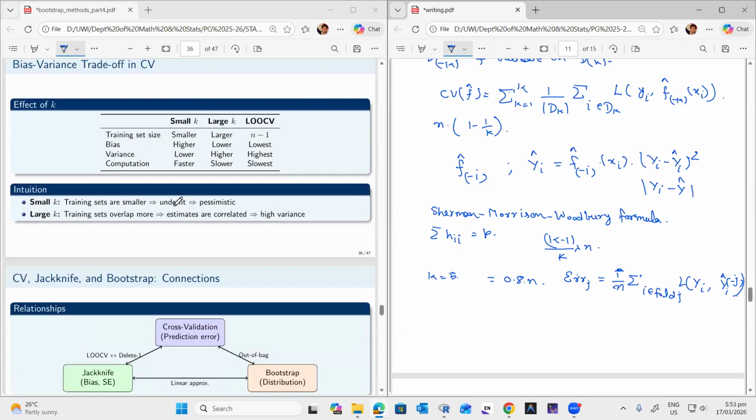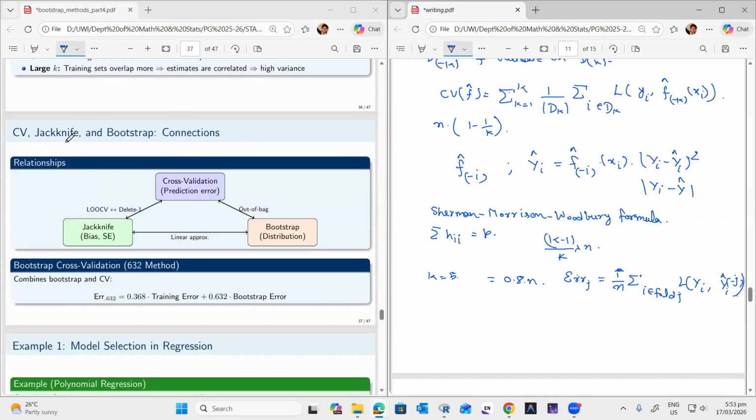Okay, so this is the cross validation, jackknife and bootstrap connection. CV is primarily a tool. LOOCV is connected to cross validation in the form of delete-one. And cross validation is connected with the out-of-bag approximation in the bootstrap way.